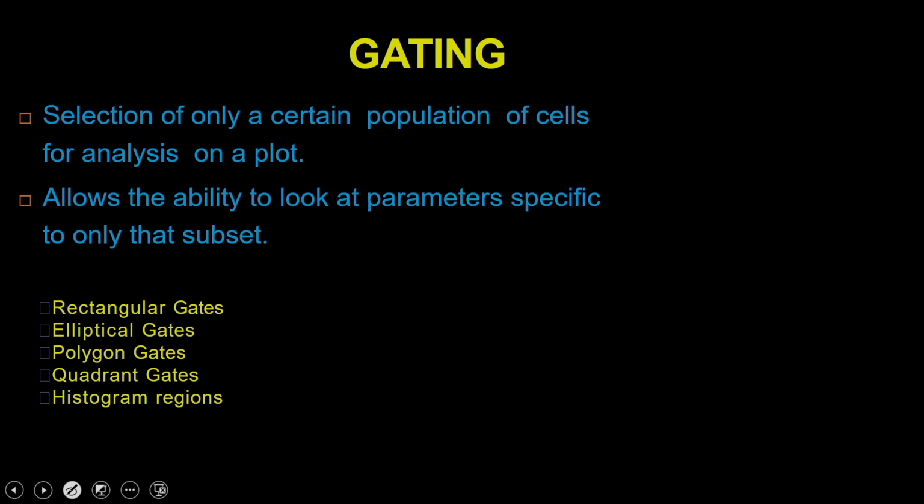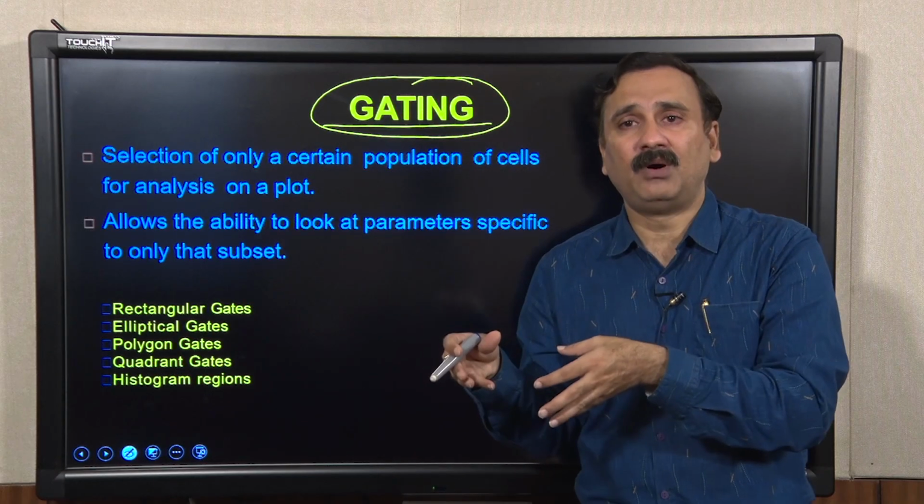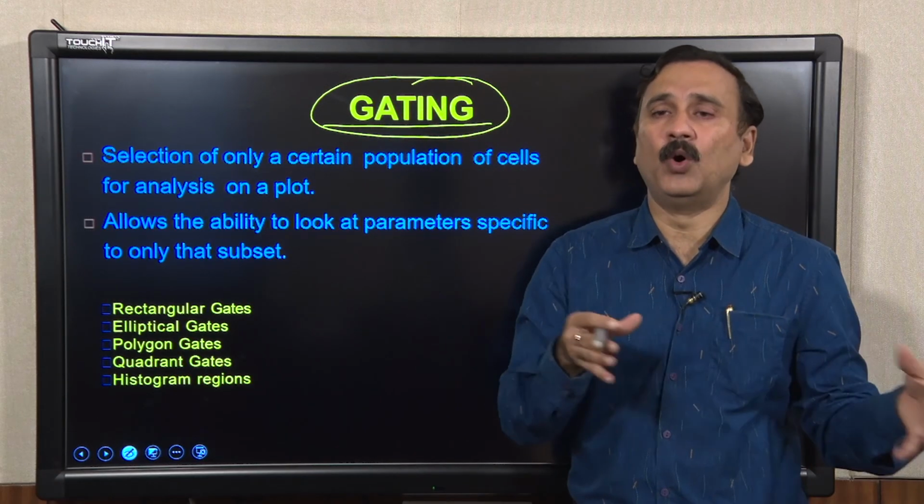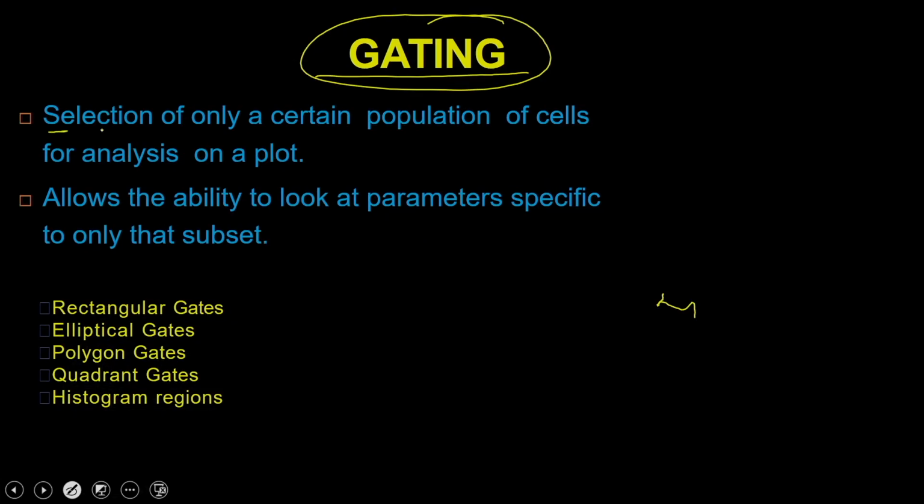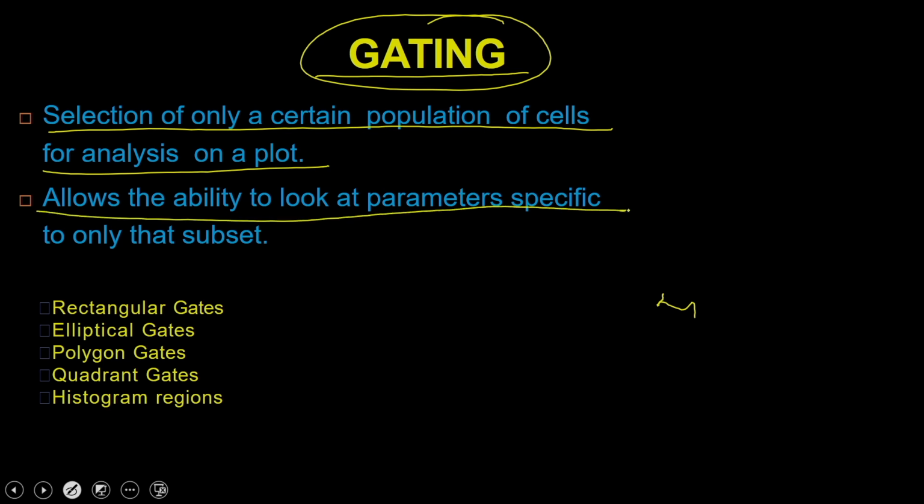Once you have done the data acquisitions, the gating is also a part of the data acquisition. What I mean by gating is, as I told you, the selection of some of the molecules within the whole population. So, it is the selection of only a certain population of cells for analysis of a plot. It allows the ability to look at a parameter specific to only that particular subset.